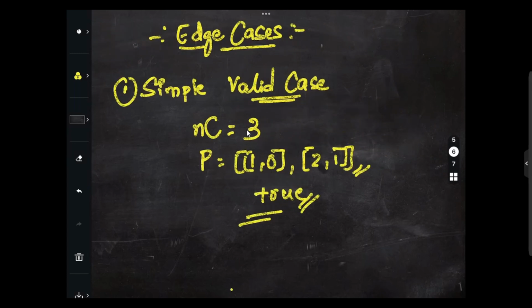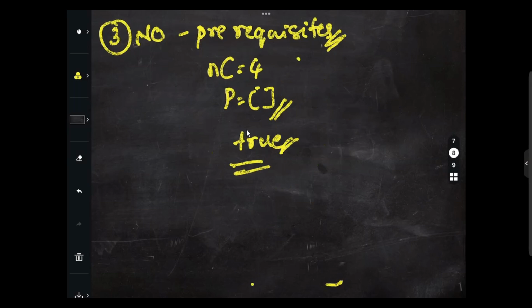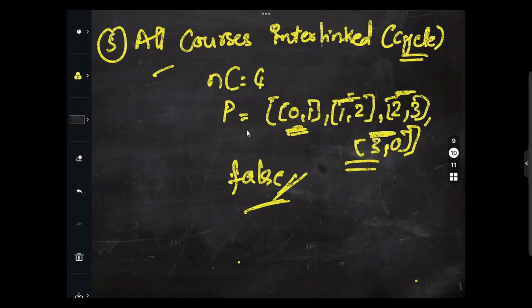Sorry, these are the edge cases that we considered. I hope this is completely clear. The first one that we considered is for the simple valid case. Second one we considered for the condition cycle exists. Third one we considered for no prerequisites. And fourth one for multiple independent chains. And the last one, the fifth one, we considered for all courses interlinked. Right? I hope all the edge cases are clear. Now, let's start writing the code.